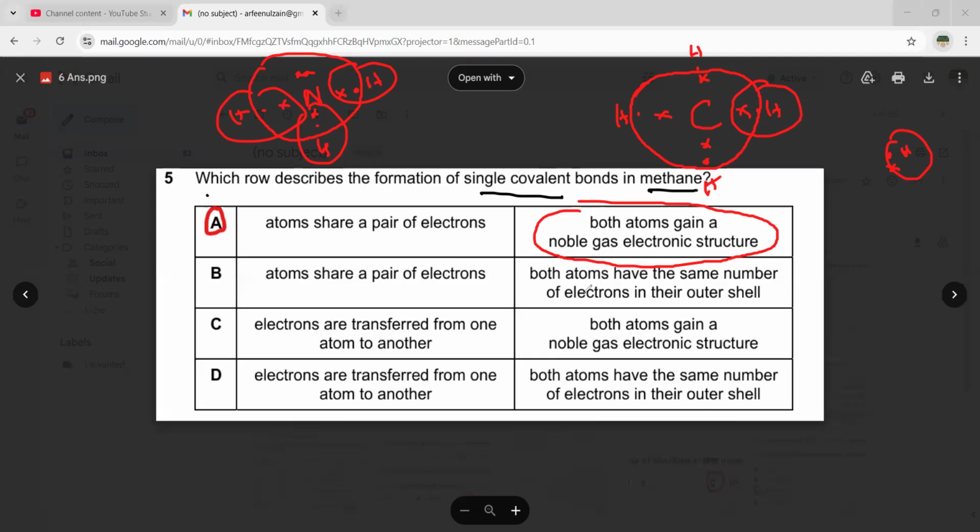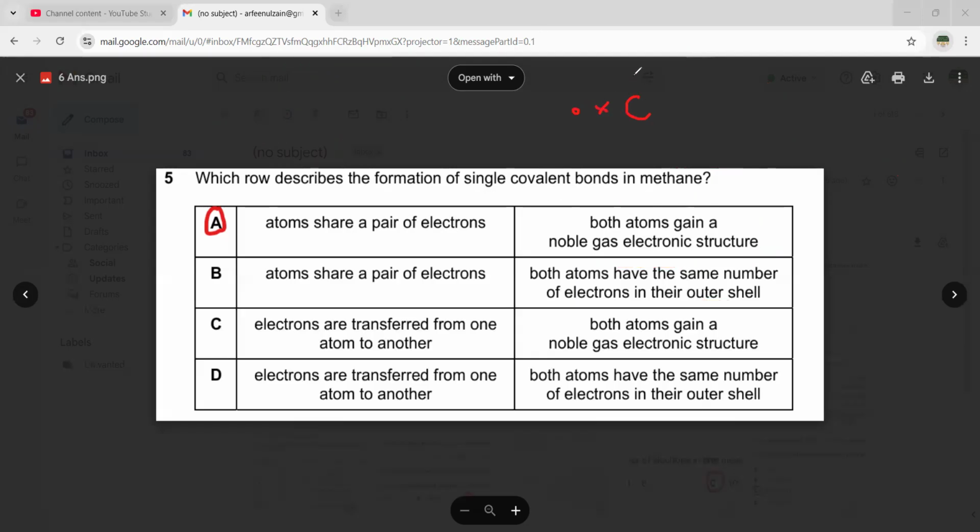Why can it not be B? Because both atoms have the same number of electrons in the outer shell? No. Hydrogen has 2 electrons in the outer shell after forming a bond, whereas carbon has 8 electrons in the outer shell after forming a bond. This is a carbon, and here it shares 4, one with each hydrogen. So when I draw the circle of the last shell of carbon, 1, 2, 3, 4, 5, 6, 7, 8. And hydrogen has only 2 electrons in the outer shell.